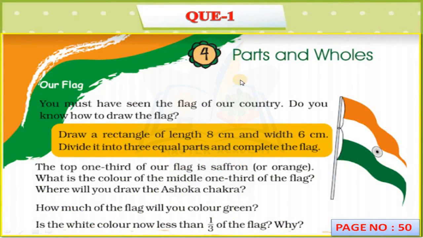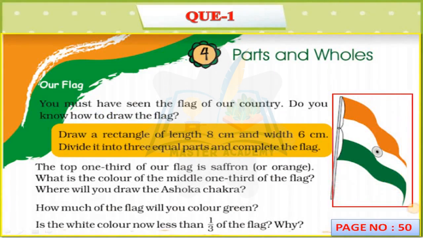Look at this side. If you open page number 50, parts and wholes, our flag, you must have seen the flag of our country. Do you know how to draw the flag? You can see, this is our flag, right? So the flag is made up of 3 colors: orange, white and green, and in between the Ashoka Chakra is located.